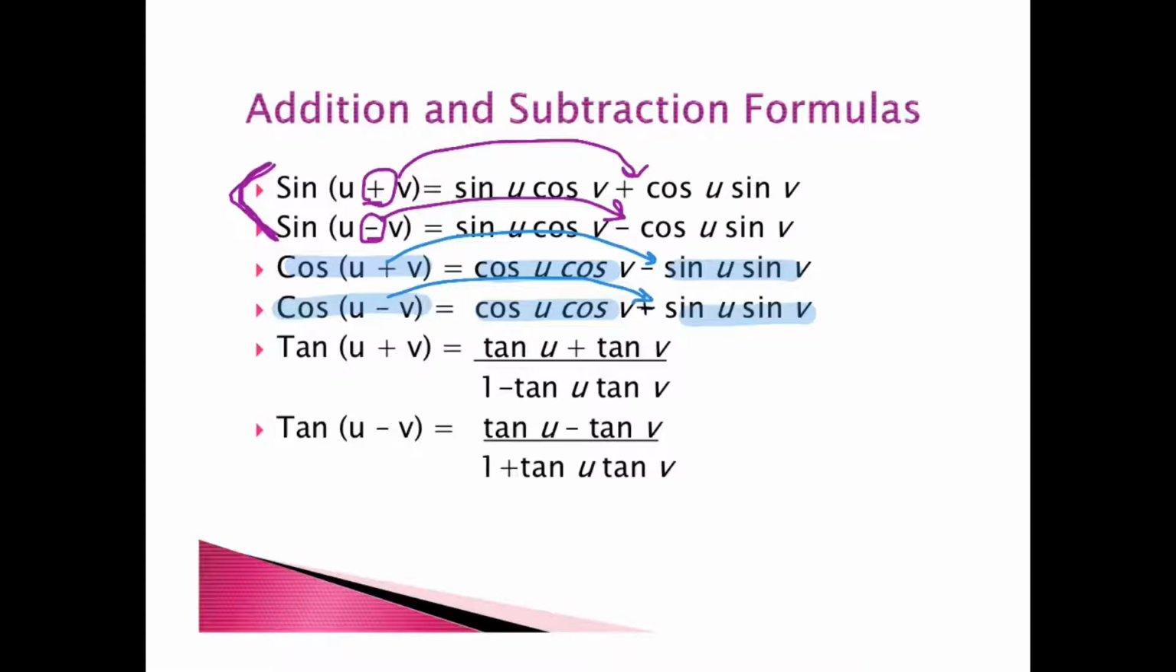And then tangent is the same sign in the top. So you would do the tangent of the first angle plus the tangent of the second angle over 1 minus, so it's always the opposite sign in the bottom, 1 minus the product of those two. So if it was tangent of u minus v, then I would do tangent of u minus tangent of v. So again, the sign stays the same in the top, over 1 plus tangent u times tangent v.